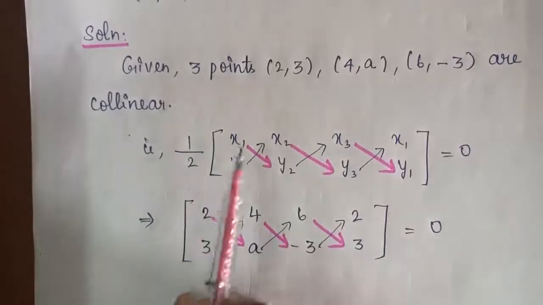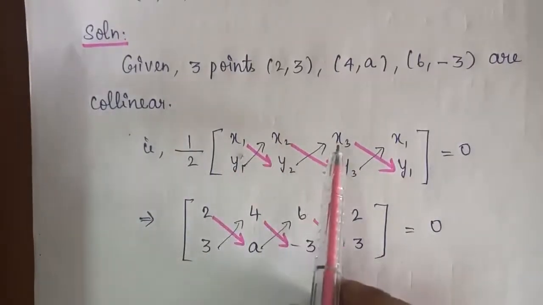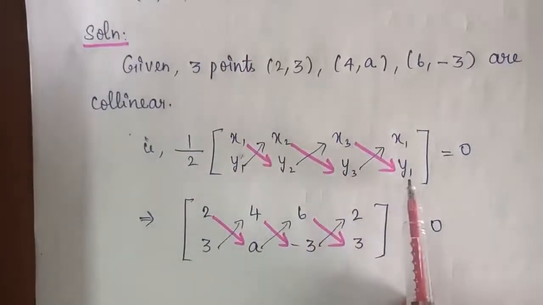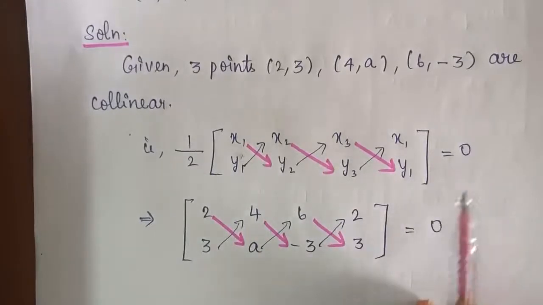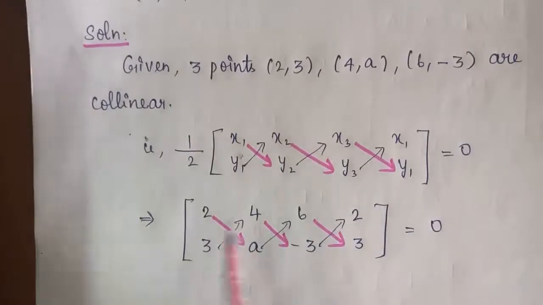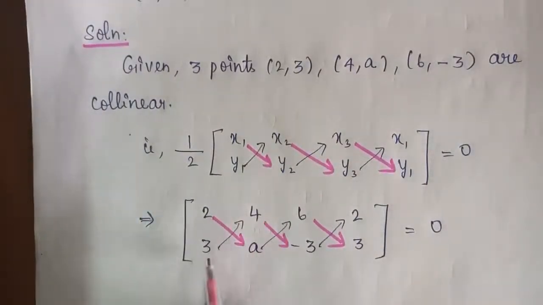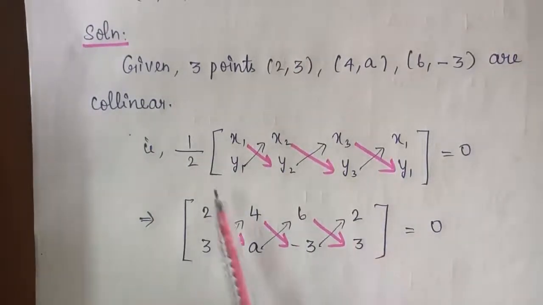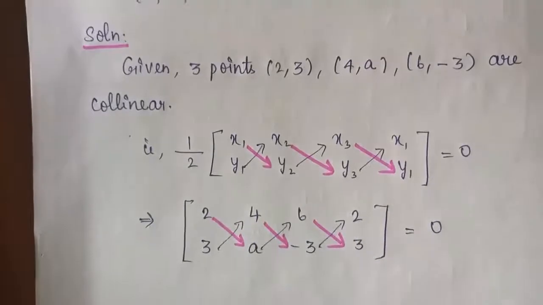That is, 1 by 2 of the determinant x1, y1, x2, y2, x3, y3, x1, y1 is equal to 0. If you take 1 by 2 to this side, it will become 0. So now I substitute the values of x1, y1: 2, 3, then 4, a, then 6, minus 3, and again the value of x1, y1 is 2, 3.